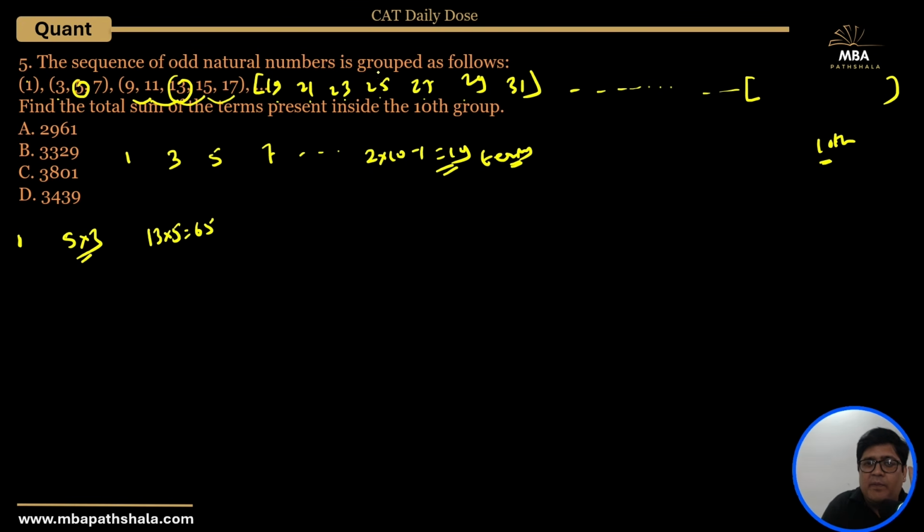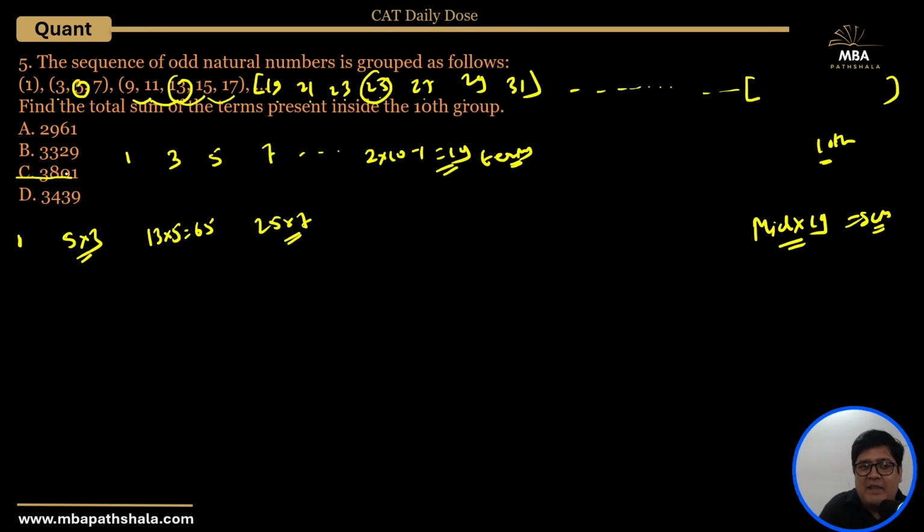Middle term is this. How many terms do you have? 7 terms. So 25 into 7. What I'm trying to tell you here is, in the 10th bracket, there are 19 terms. So there will be a middle term into 19. That is the sum. Use your calculator and see if these numbers are multiples of 19.